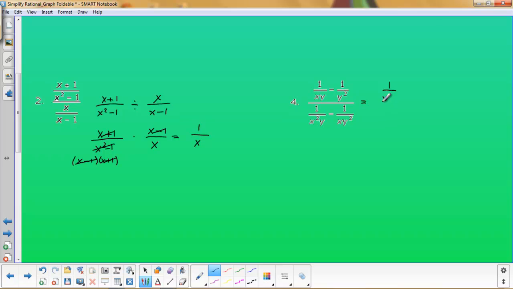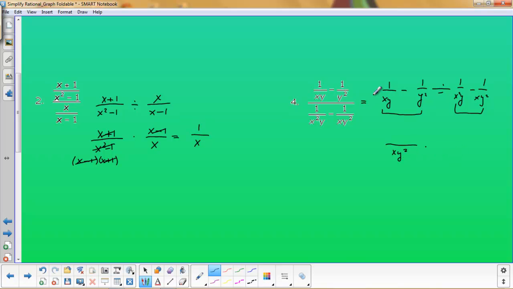1 over xy minus 1 over y squared divided by 1 over x squared y minus 1 over xy squared. Now before moving on, I must turn these two separate fractions into one fraction each. So I'm going to find the common denominator of the left side first, followed by the right side. So I'll rewrite my fraction. I've got y squared and an x, so that's going to be x y squared.